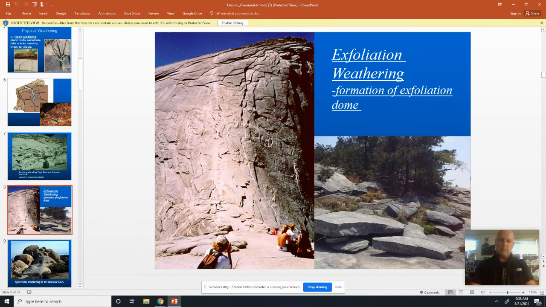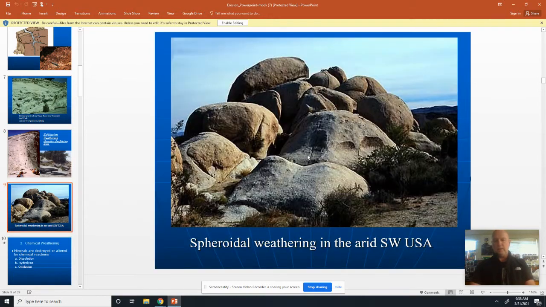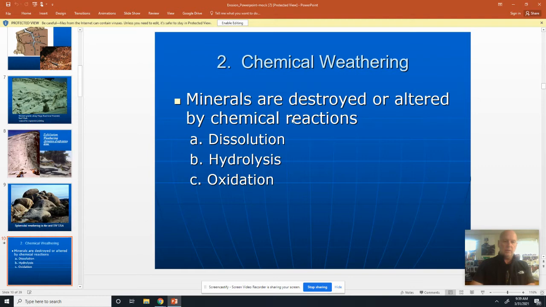And you can see, if you look at it as a whole, this little tiny ladder running up here that you can hike up this mountain, but it is coming off in sheets, and these are part of those sheets that are coming off like that onion layer. This is an example of spheroidal weathering. This is also an example of glaciation.